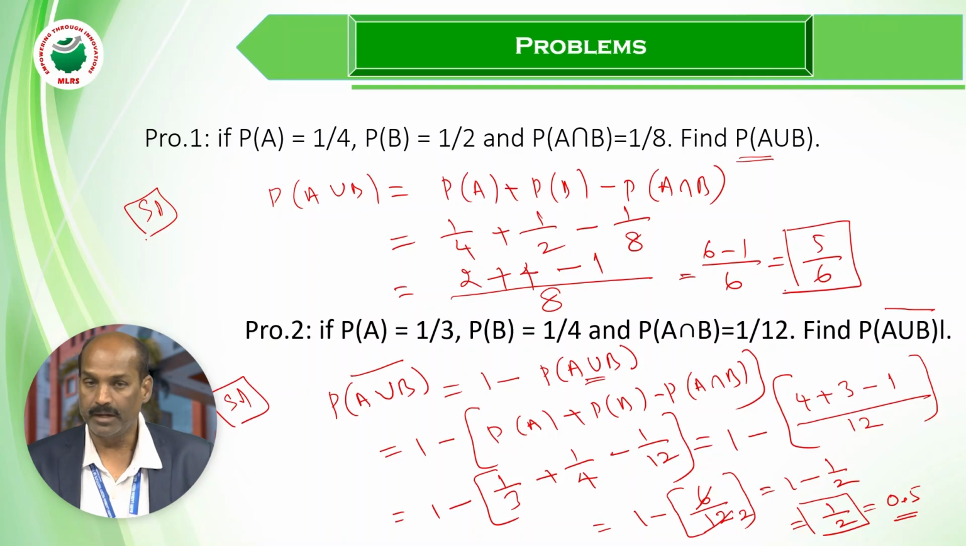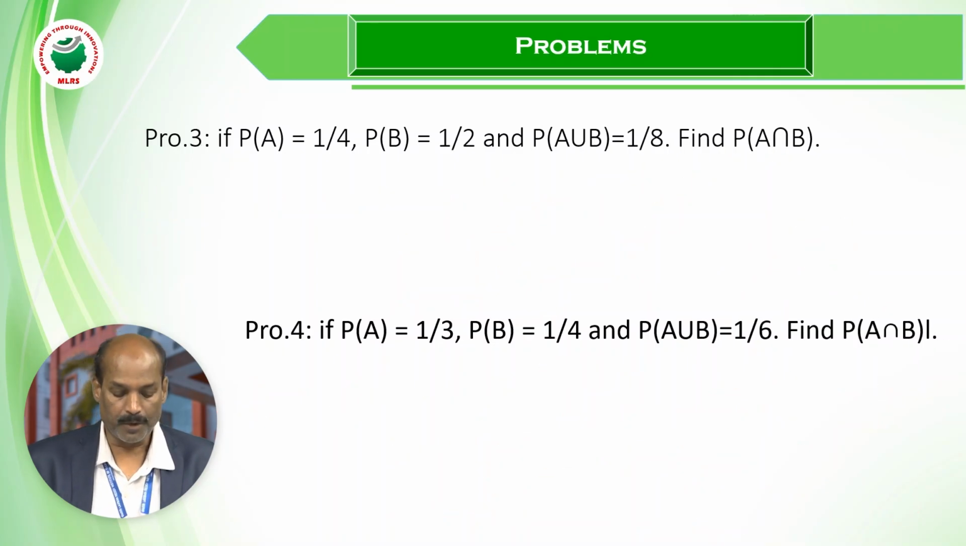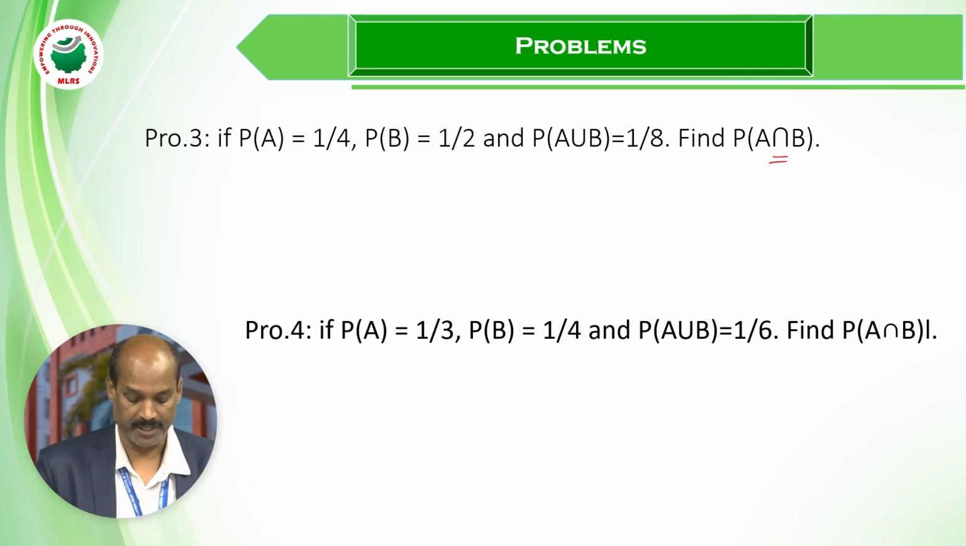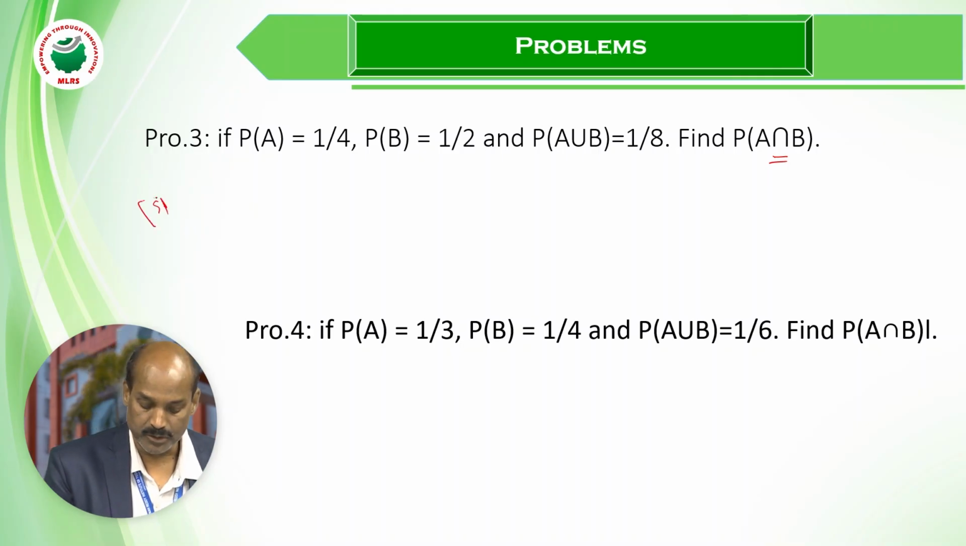So we move to the next problem. Problem number 3. If probability of A equals 1 by 4, probability of B equals 1 by 2 and probability of A union B equals 1 by 8, then find probability of A intersection B. Here I will use another form of the additive rule. What is the additive rule in another form? Probability of A intersection B equals probability of A plus probability of B minus probability of A union B.